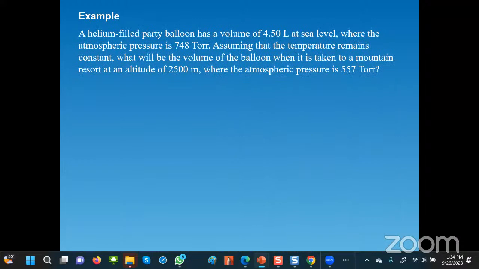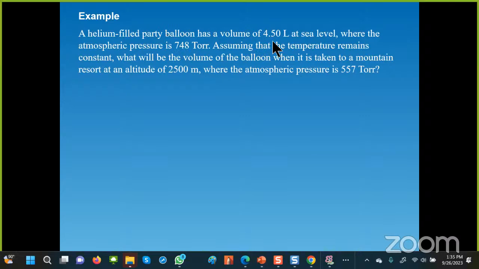Okay, so here is an example of a typical Boyle's law question. It says a helium-filled party balloon has a volume of 4.50 liters at sea level, where the atmospheric pressure is 748 torr. Assuming that the temperature remains constant, what will be the volume of the balloon when it is taken to a mountain resort at an altitude of 2,500 meters, where the atmospheric pressure is 557 torr?